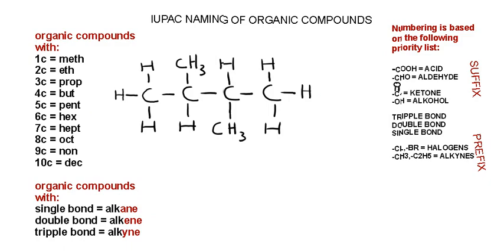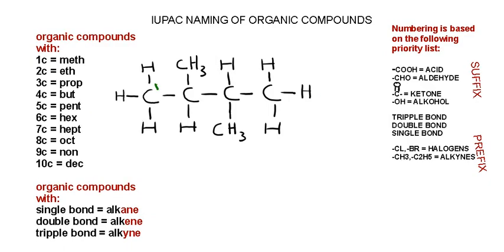Okay, let's look at this. Let's start by numbering: 1, 2, 3, 4. This is numbering in the forward direction. Then let's check the backward direction: 1, 2, 3, 4. Since we have identified 4 carbons, it is called but. 4 carbons is called but.